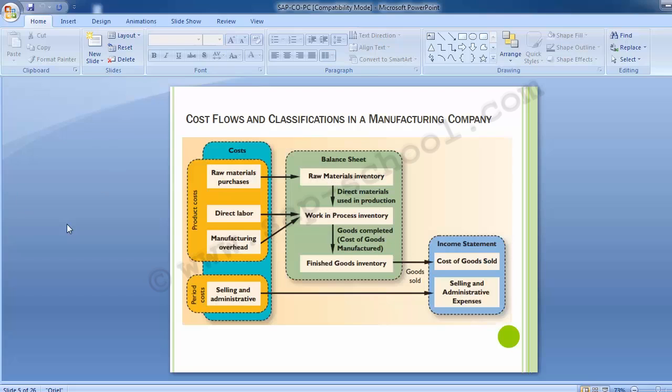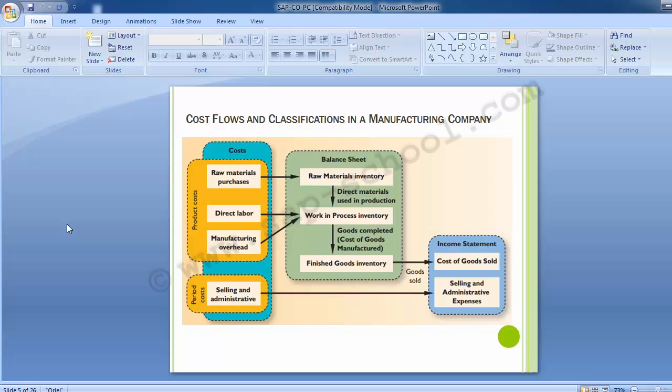Now moving on to the next, let's see how this costing is done in a detailed format. Cost flows and classifications in a manufacturing company or an organization. So before moving up to the diagram on the screen, product costs are costs incurred to either purchase or manufacture the goods. For manufactured goods, these costs consist of direct material, direct labor, and manufacturing overhead.